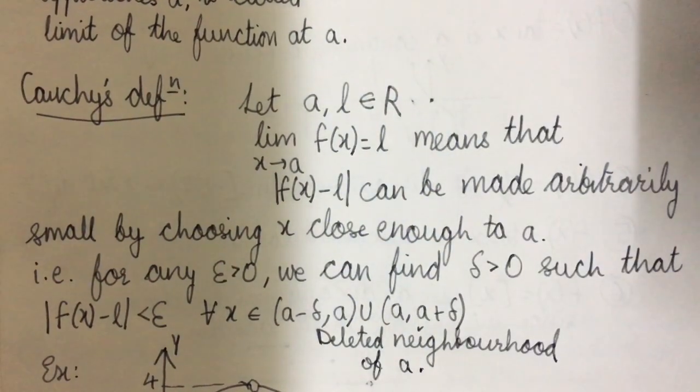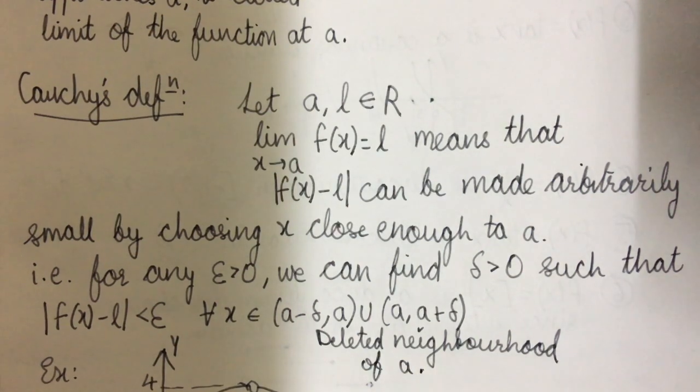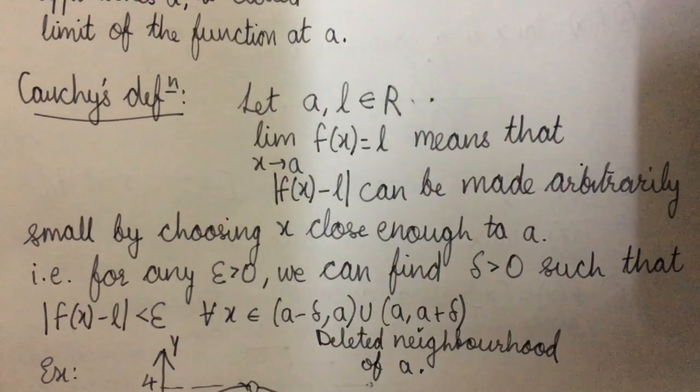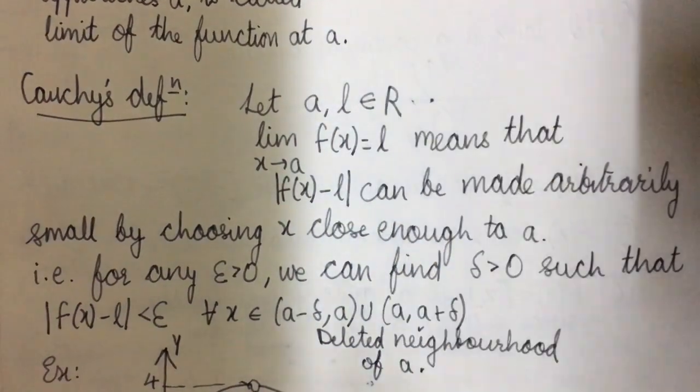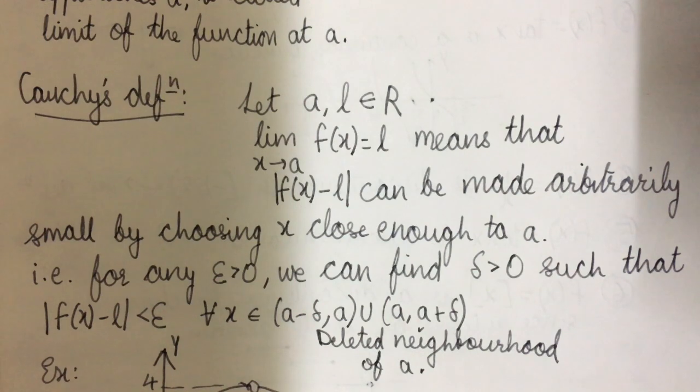What this definition means is that you can choose any value of epsilon, no matter how small it is. I can find a value of f(x) by choosing an appropriate x which is close enough to a such that the difference between the actual limit and the value of f(x) at the appropriately chosen x is less than any number that you can choose.